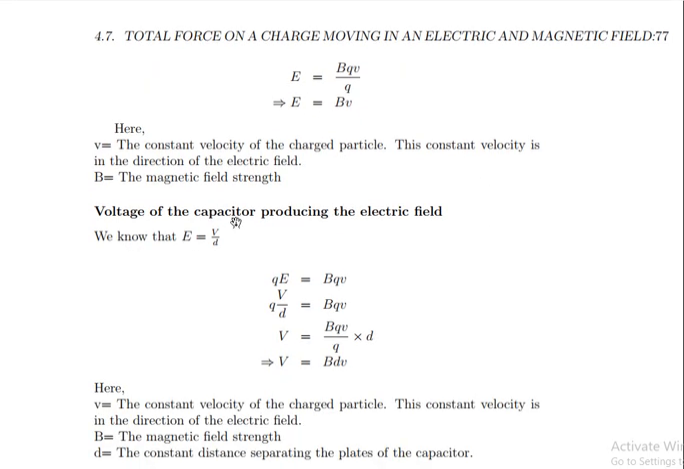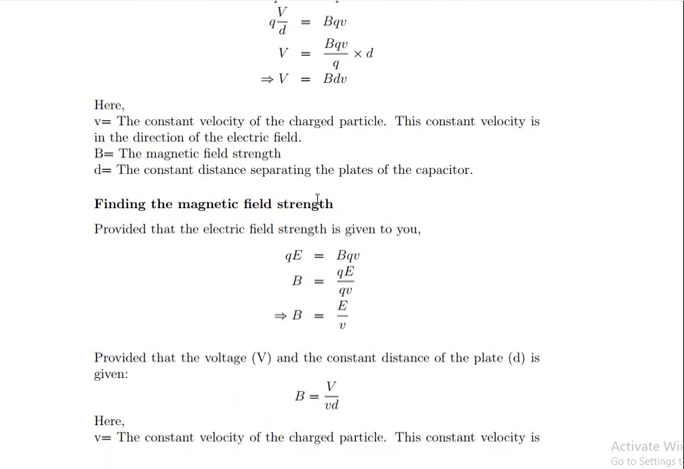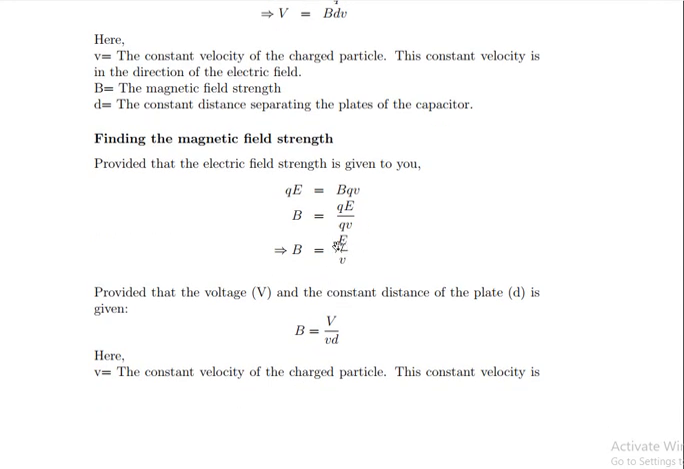Now the electric field is produced by parallel plate capacitors. So the electric field is given as the voltage of that capacitor divided by the distance between the plates. So when you substitute it, you have qV over d equals BqV. So V equals BdV. Now let's find the magnetic field strength if the electric field is given. The magnetic field B is equal to E over V. And if the electric field is given in terms of voltage and the distance separating the plates of the capacitor, B is equal to voltage over the velocity of that charge times the distance.